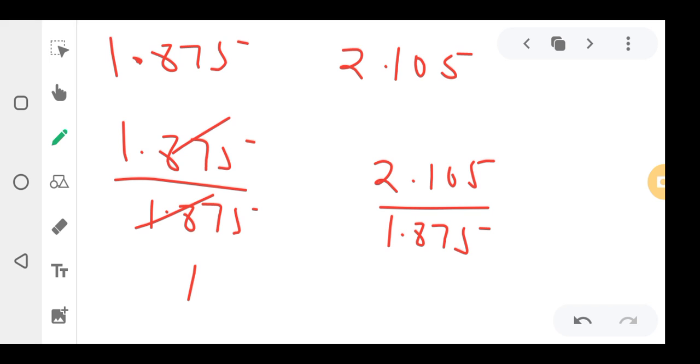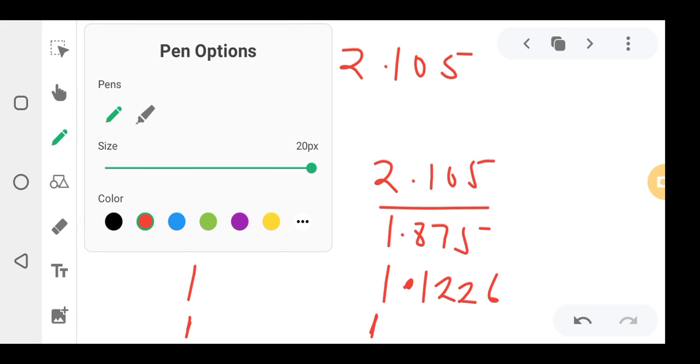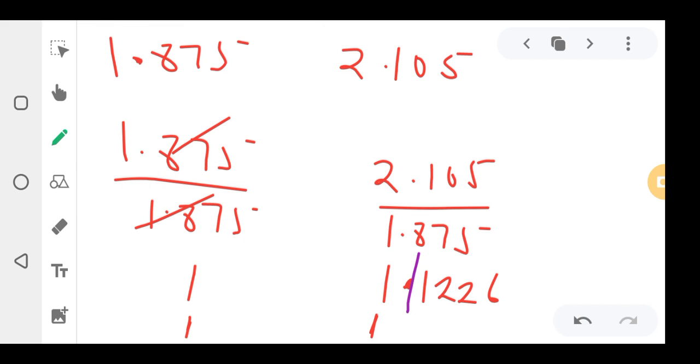2.105 divided by 1.875. It is 1.1226. Okay, so I'll round off. So this one will be 1. Even this one I round it off, it will also be 1. To the nearest whole number. Meaning I'm rounding off from here, the nearest whole number. There's a point there, of course. So when I'm rounding off, I'll pick the 1. If this number was 5 or more, this side would have been 2. But it is 1, 1.